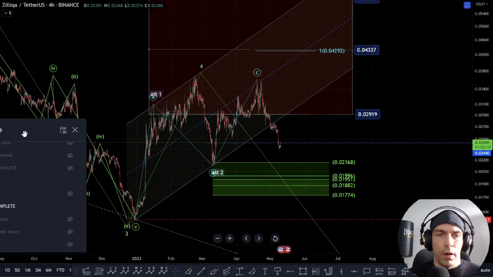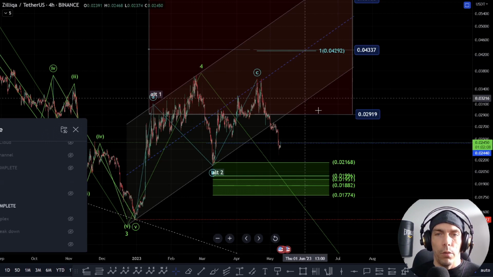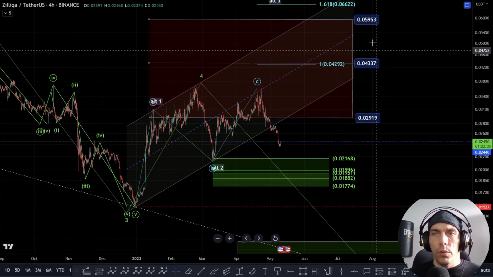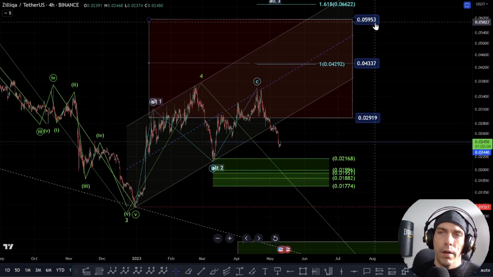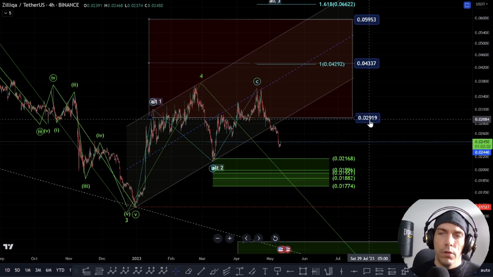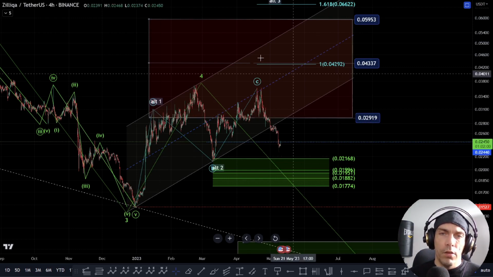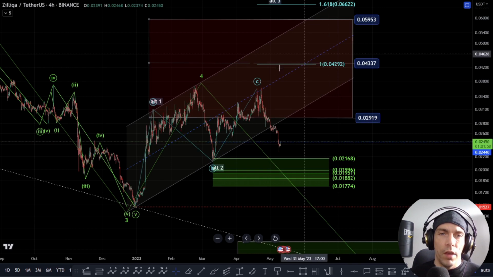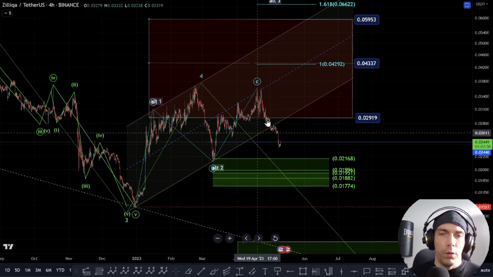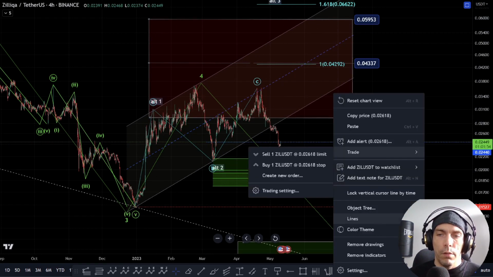Now we have discussed in previous videos what we need to be a little bit cautious of is the fact that there could be a count in which we're actually developing a fourth wave here. Now the typical fourth wave rejection area would be between this 0.5953 to this 0.0291 area. So as long as we remain within the zone and we fail to break above this, we need to just be a little bit cautious because we are also looking for a fourth wave.